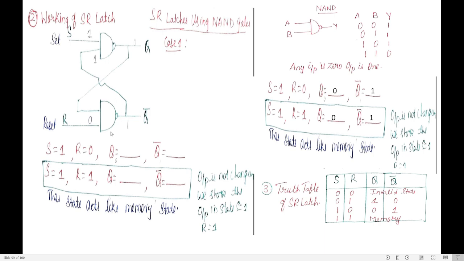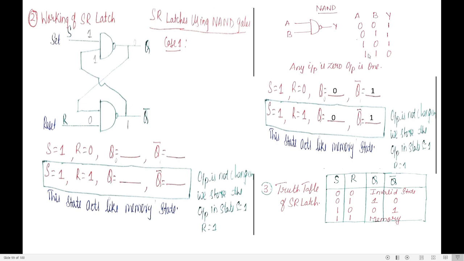Since this is a NAND gate, if any one of the inputs is 0, output is 1. This 1 is fed as an input to the first NAND gate. So now see what the inputs to the first NAND gate are: 1 and 1.